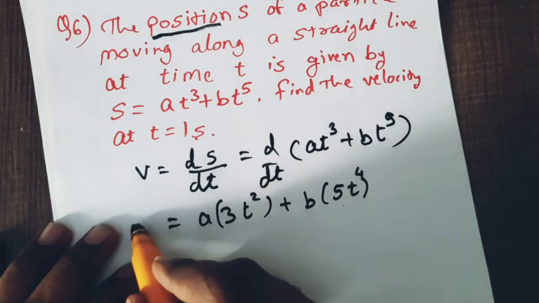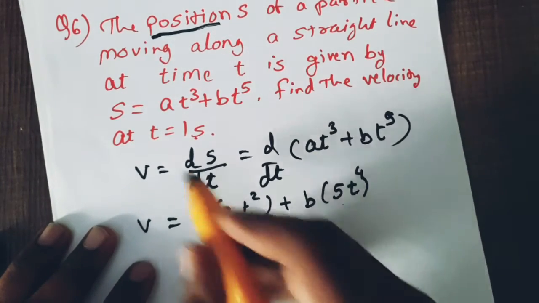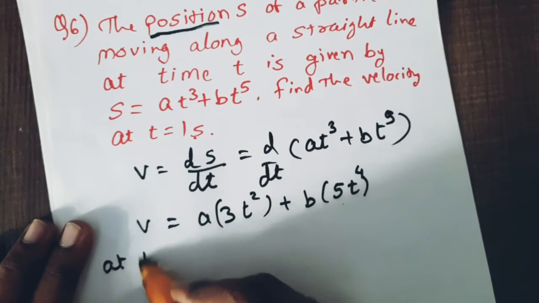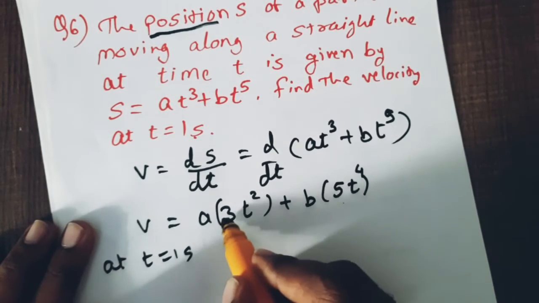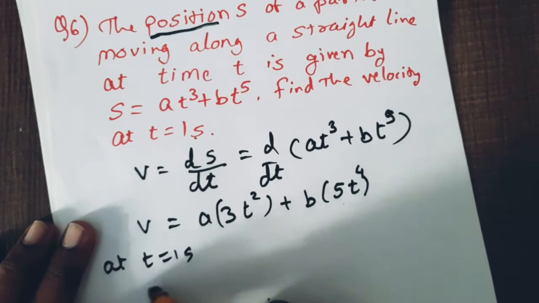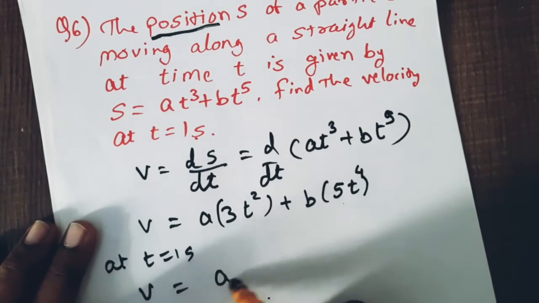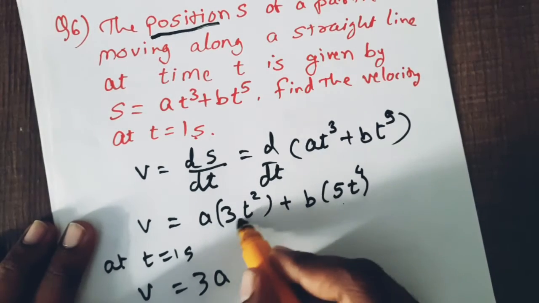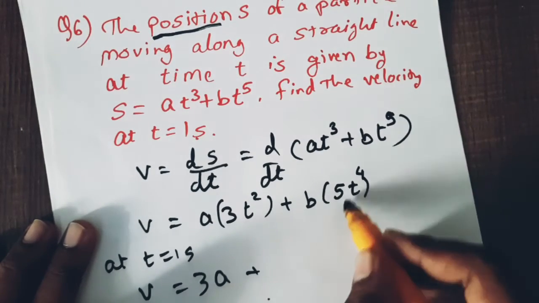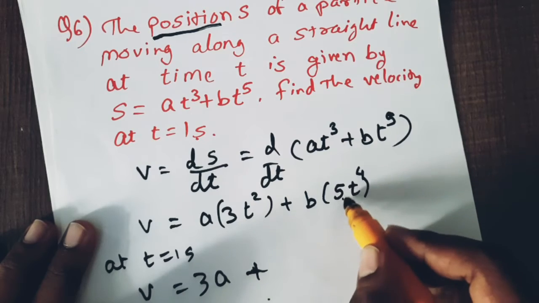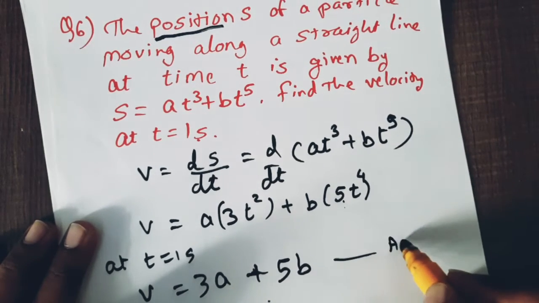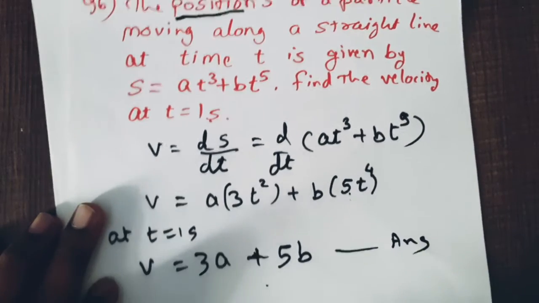Now this is the equation for velocity. Now we want velocity at 1 second. So at t equal to 1 second, we have to put t equal to 1 here. So we get v equal to a times 3 into 1 square, which is 3a, plus 5 into 1 raised to 4, which is again 5, so 5b. So this is our answer. Very easy question.